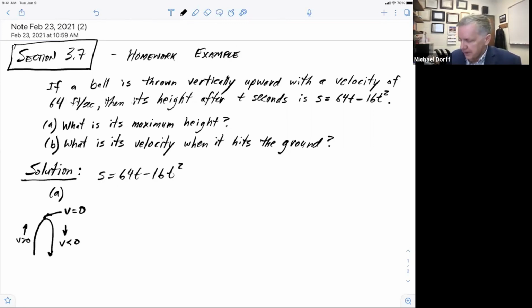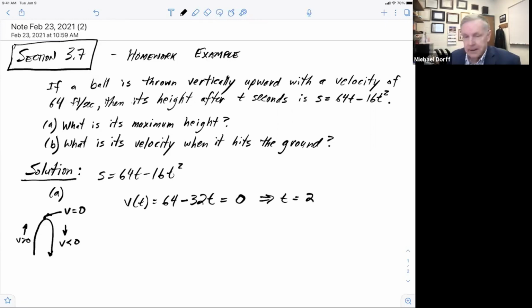So in part A, we want to find the velocity first. Velocity is going to be the derivative of this s function, which would be 64 minus 32t. And then we want to find out when that velocity equals zero. So we set that equal to zero, and if we do that, we can solve this and we get that t equals 2.